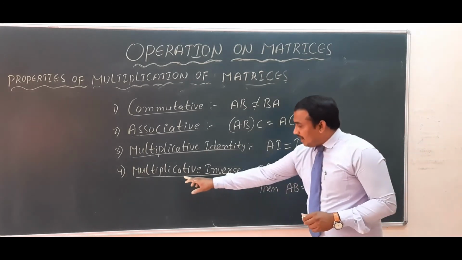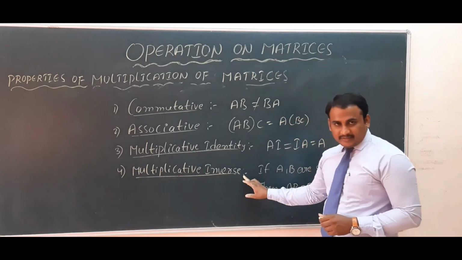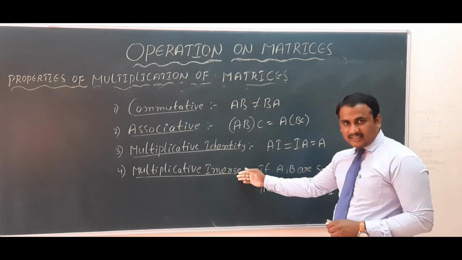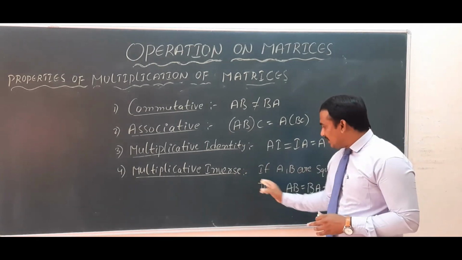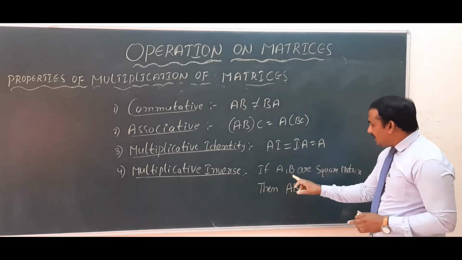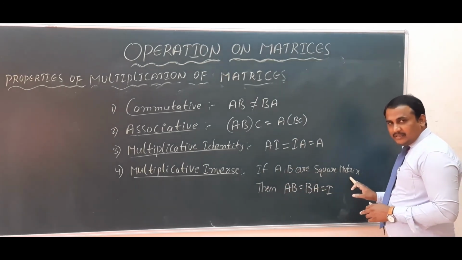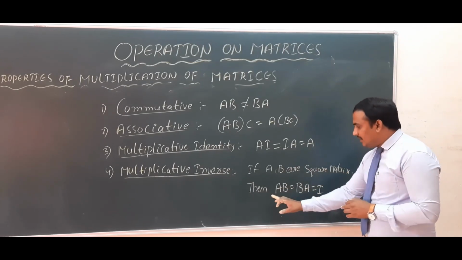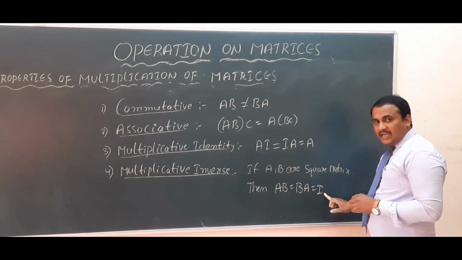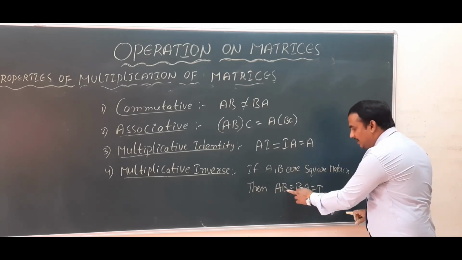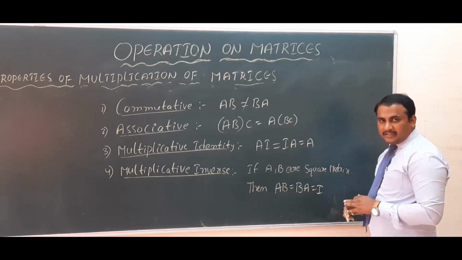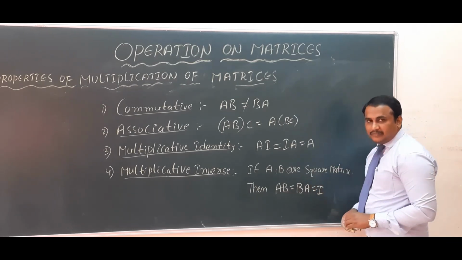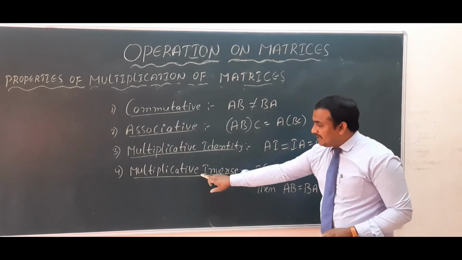Next one, last property, multiplicative inverse. Multiplicative inverse is actually one concept in the last exercise. That time we will teach clearly. Now we can see one condition. Multiplicative inverse, if A and B are square matrices. Remember, always you take A and B as square matrices. Then AB and BA equal to I, the identity. A and B, and B and A, you have to get the identity matrix. Suppose A and B, if you multiply you get I, it means here B is called the inverse matrix, or you can say the multiplicative inverse matrix.